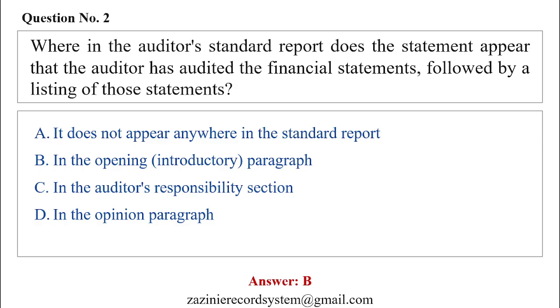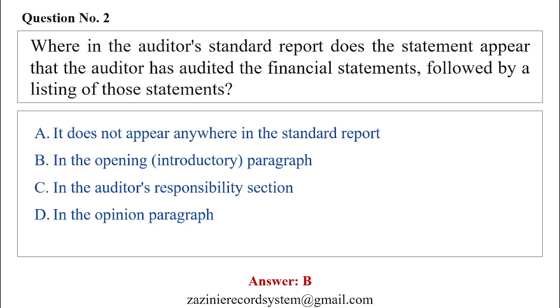Explanation. Letter B is correct because the opening, introductory paragraph is where the report first establishes what was audited, stating plainly that the financial statements were audited and then listing them by name. The responsibility section and opinion paragraph serve different purposes later in the report.